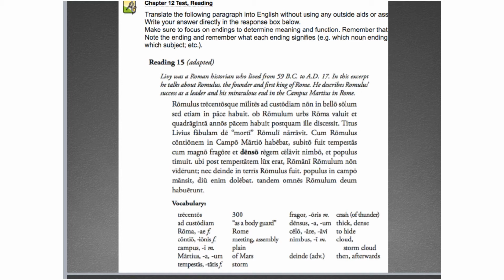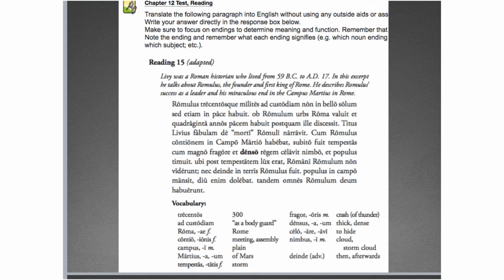All right, so Romulus had 300 soldiers. All right, that's for sort of his troops, his guard. Not only in war, but also in peace. So Romulus had 300 soldiers for his guard, not only in war, but also in peace.